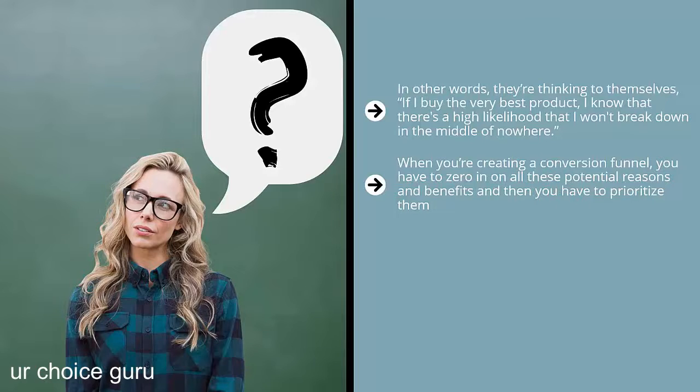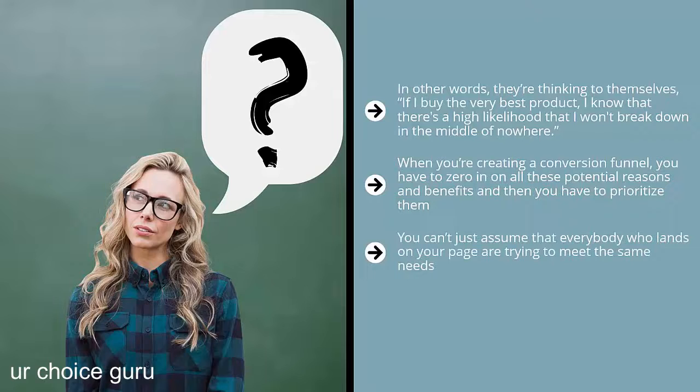So when you get all these clicks from your paid Facebook ad campaigns or from your organic article marketing, your sales funnel must have enough information in it to appeal to different types of people. You can't just assume that everybody who lands on your page is trying to meet the same needs.